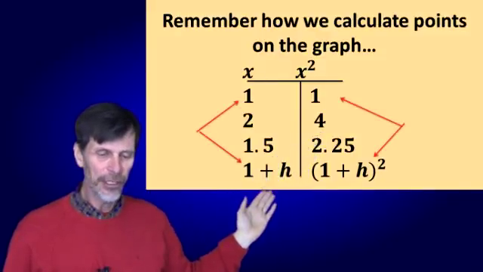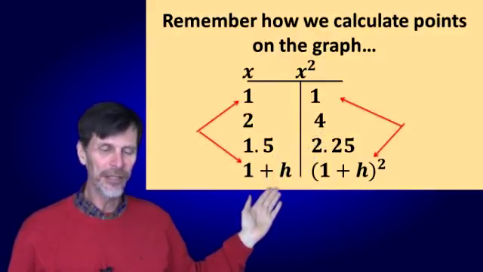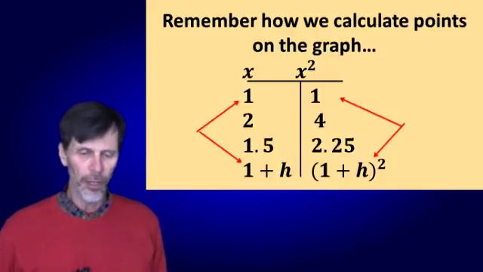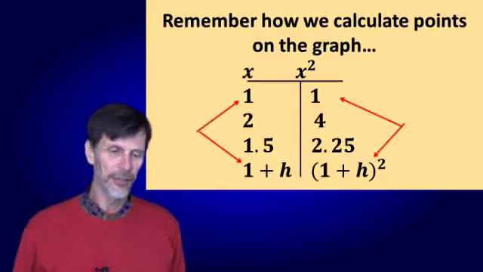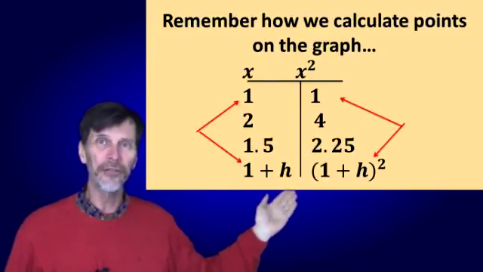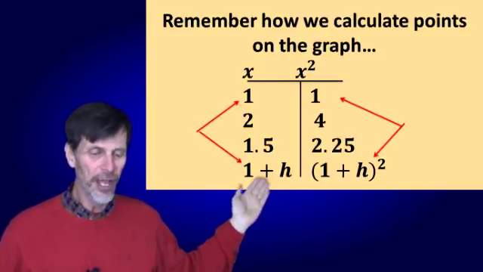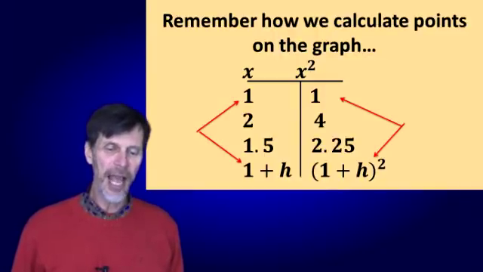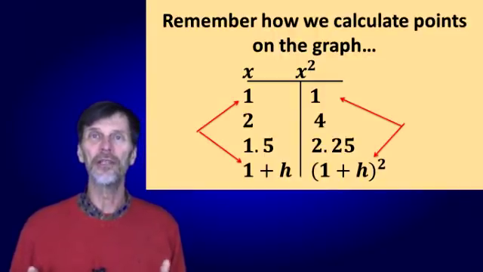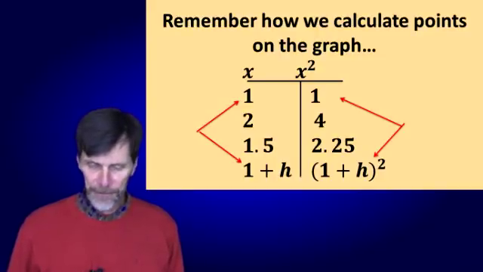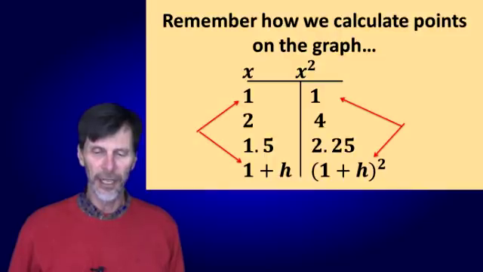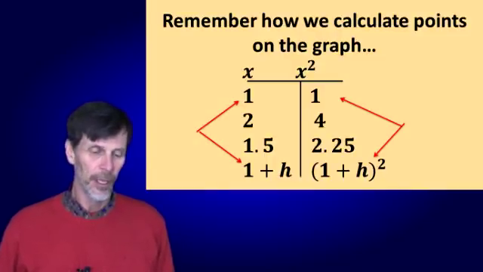Now we're going to look at the ordered pairs 1, 1, the original point that's on the graph, and we're going to compare the slope there where the next ordered pair is 1 plus h, comma, 1 plus h squared. So plug in a 2, get a 4, plug in a 1.5, get a 2.25, plug in a 1 plus h, get a 1 plus h squared. So again, the top one and the bottom one will be the two ordered pairs that I use to calculate the slope for this third secant line.